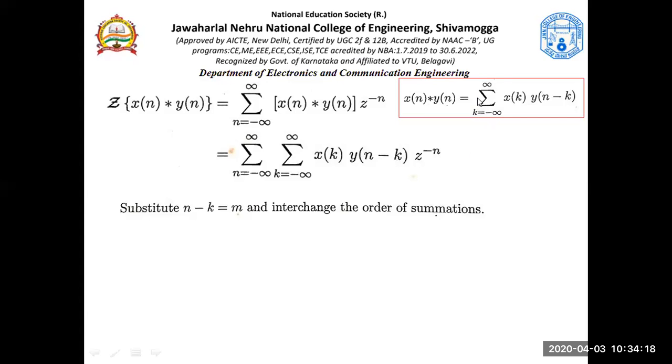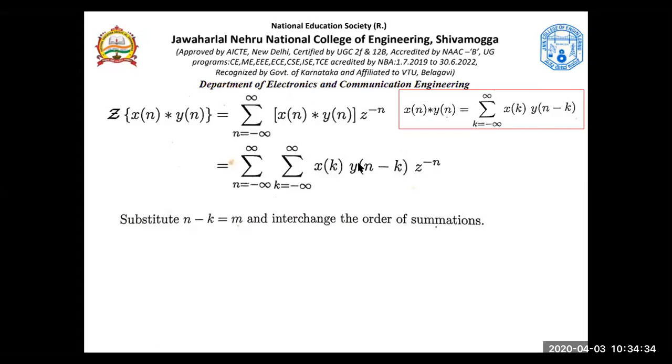Let's see this. So we have two summations, n running from minus infinity to plus infinity and k running from minus infinity to plus infinity, but there is an n minus k, and this n minus k is being substituted as m here. If you substitute n minus k as m, what would this n be? This n would be m plus k.